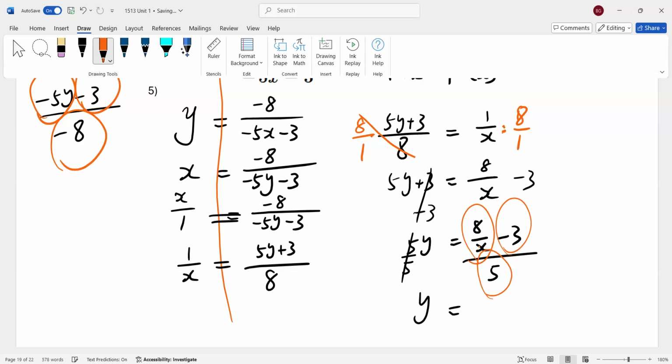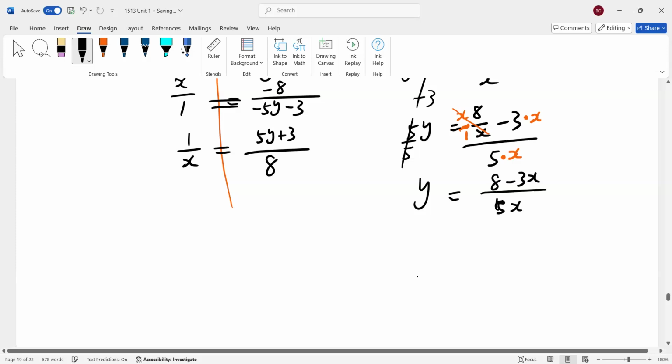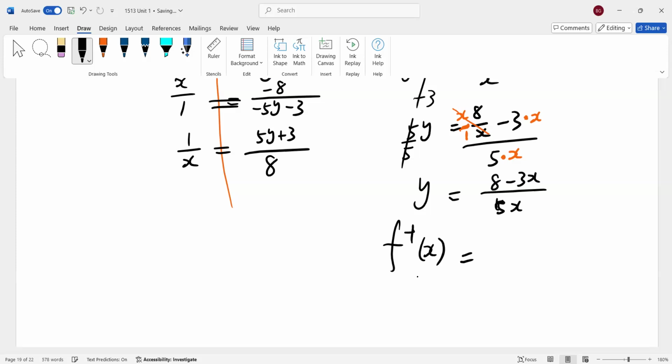And we are going to apply the same treatment to all the three parts. We are going to multiply x. Left ear times x. Right ear times x. Head times x. Then the left ear, the 2x will be cancelled, right? And the numerator would become 8 minus 3x. Denominator would be 5x. Last step, switch y to inverse, f inverse of x. And that's how we find the inverse.